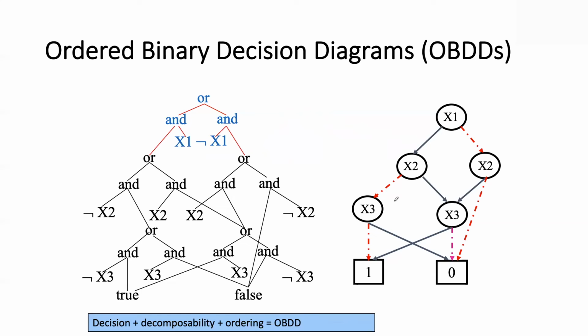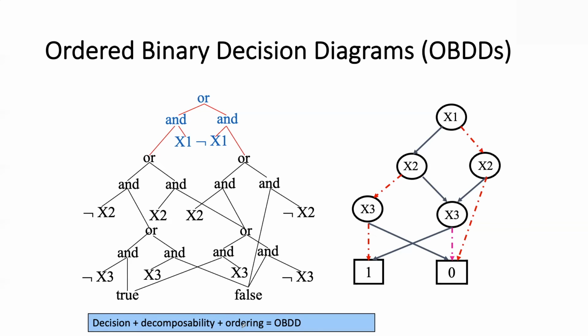That's okay. We get our last circuit type here for today by saying, no, I want the variables to be tested in the same order across all paths. So regardless of how you go from the root to the bottom, you have to encounter variables in the same order. If you have that, you get something known as ordered binary decision diagrams, or OBDDs. And let's see what happened here to get OBDDs. OBDDs are negation normal forms with decision property, decomposability, and ordering.